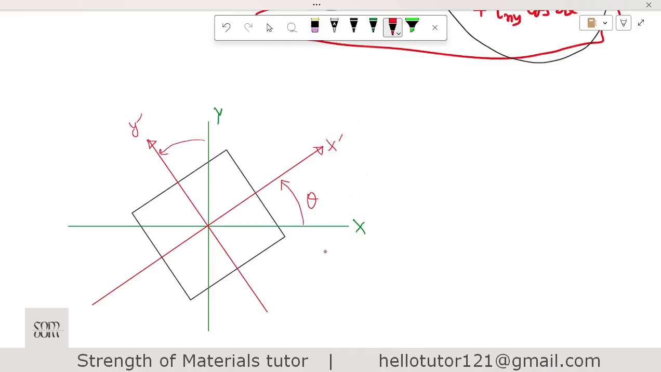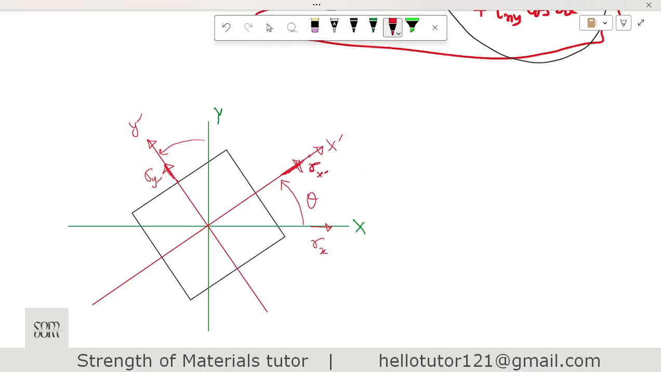Now if this is sigma x in the old coordinate system, normal stress along the x-axis, then this is sigma y prime, the normal stress along the new y prime axis. And this one is sigma x prime, the normal stress along the new x-axis.